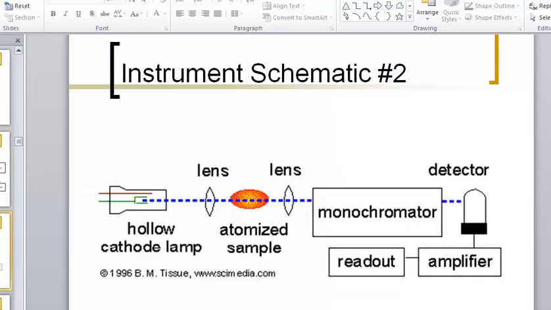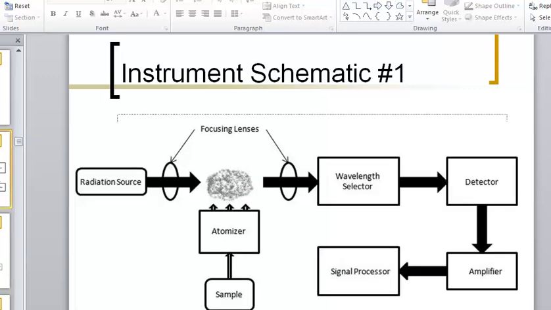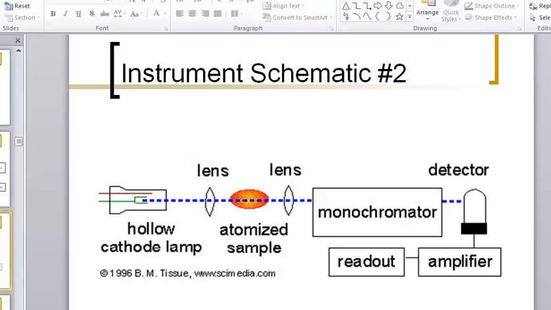However, another schematic is something that looks like this. And what you've noticed is that they've not drawn the way the sample gets into the machine. They've listed the light source, they've listed the atomized sample in the flame. So they've left off those two pieces here to the side. They've left off the atomizer and they've left off the sample because they probably assume that you know how the sample gets into the machine in the first place. Then the monochromator, then the detector, then the computer readout.